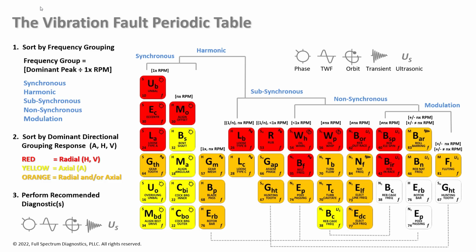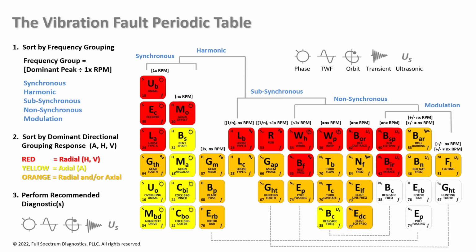And finally, we perform the recommended diagnostics indicated in the upper right-hand corner of each block. Our diagnostics are phase analysis, time waveform, orbit analysis, transient analysis, and ultrasonic analysis. Okay, 5 different possibilities to go down. So here we see a phase icon, here we see a time waveform, an orbit, a transient, and an ultrasonic. So they're different for different groups.